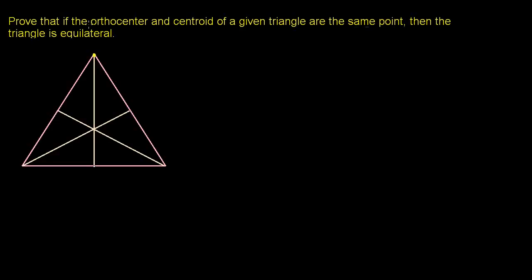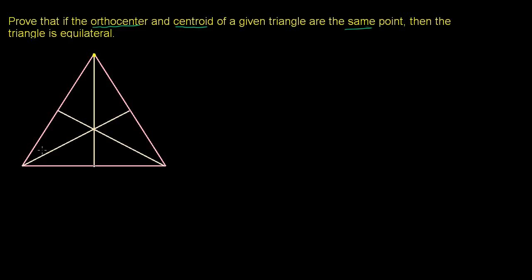We're asked to prove that if the orthocenter and centroid of a given triangle are the same point, then the triangle is equilateral. So I have a triangle over here, and we're going to assume that its orthocenter and centroid are the same point. And just as a review, the orthocenter is the point where the three altitudes of a triangle intersect, and the centroid is the point where the three medians intersect.